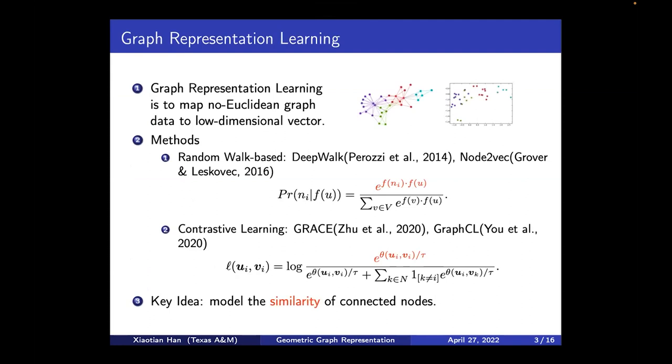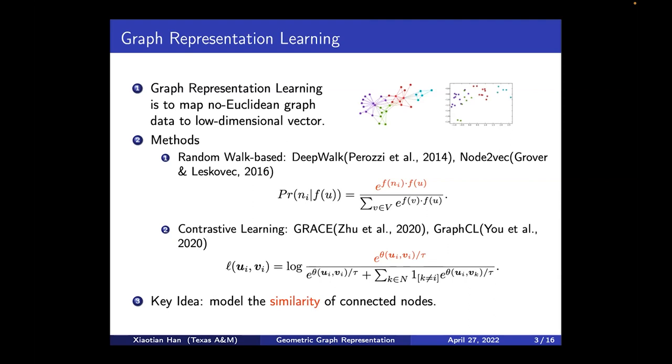First, I will briefly introduce the background and some technology of graph representation learning. Graph representation learning is to map the non-Euclidean graph data to low dimension vectors, which are easy for downstream tasks, like recommender systems or other tasks. In the past few years, there are two mainstream methods. The first one is the random walk-based method. The representative methods are DeepWalk and node2vec. Their key mathematical expressions are listed in this slide.